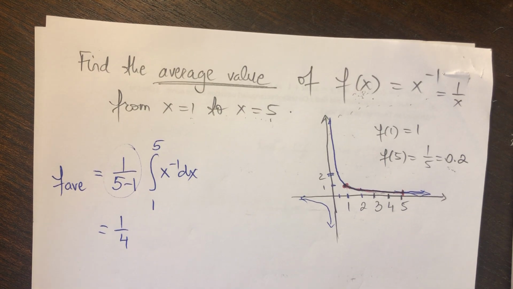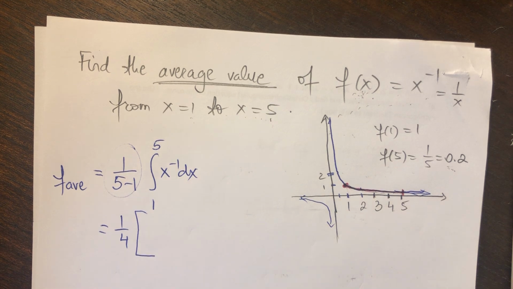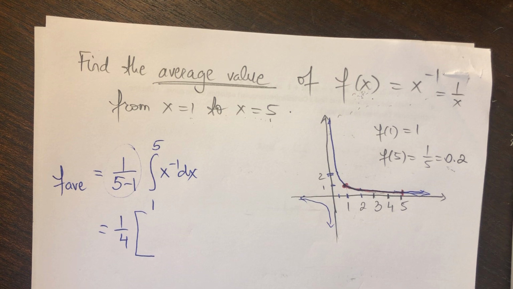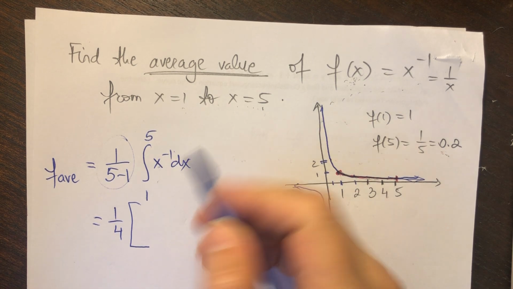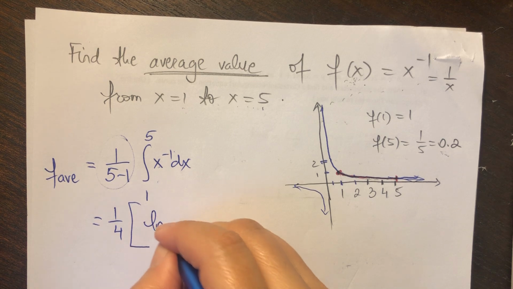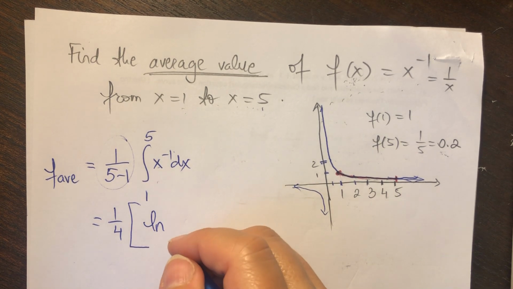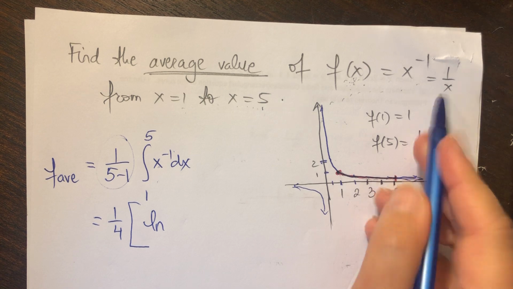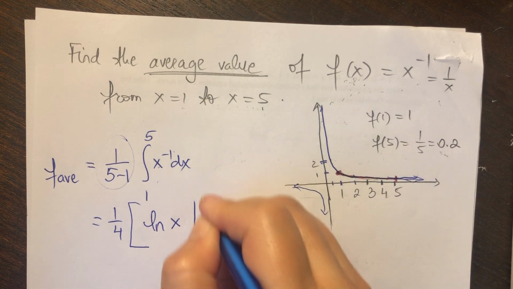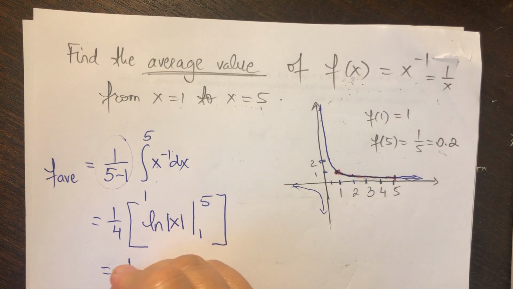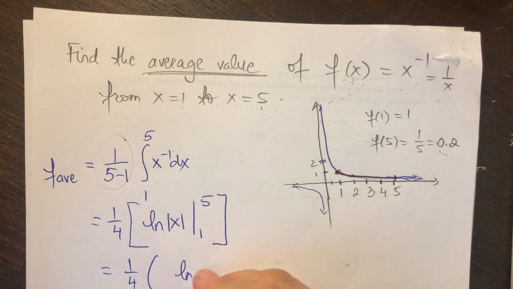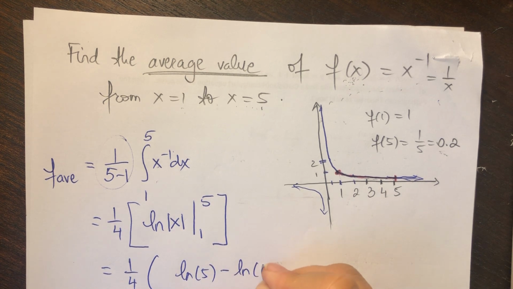All right, so what's the integral of this? Now, what's the antiderivative of x to the negative 1? If you remember, that's the only exception to the power rule, because when you add 1 to it, you get x to the 0 over 0, so that doesn't work. But in 5.2, we've learned the antiderivative of x to the negative 1, or 1 over x, is simply ln of x. And then we're going to find that, the absolute value, between 1 and 5. So that's 1/4 times ln of 5 minus ln of 1.